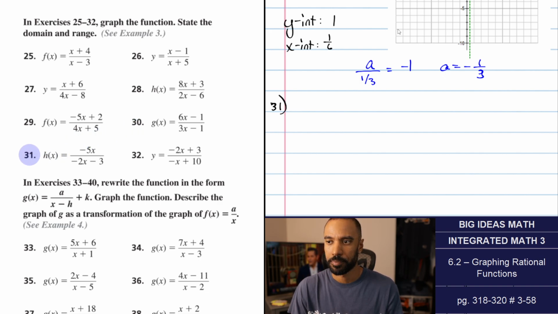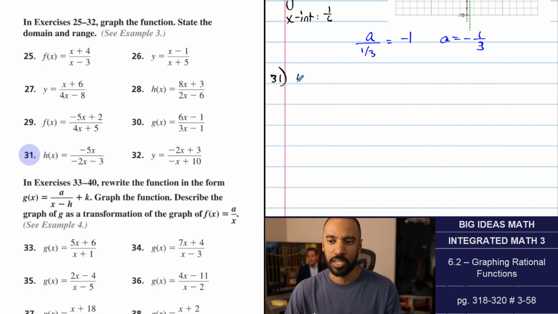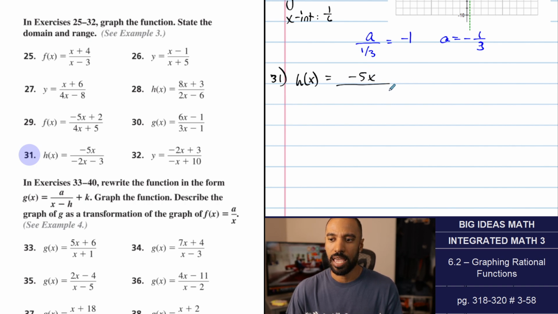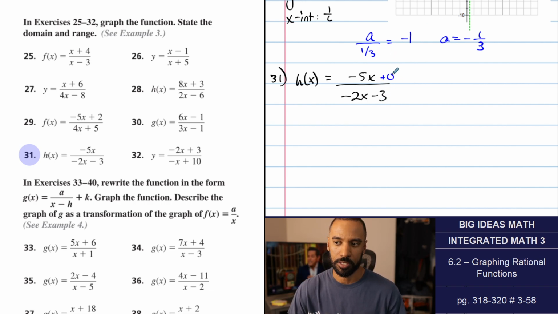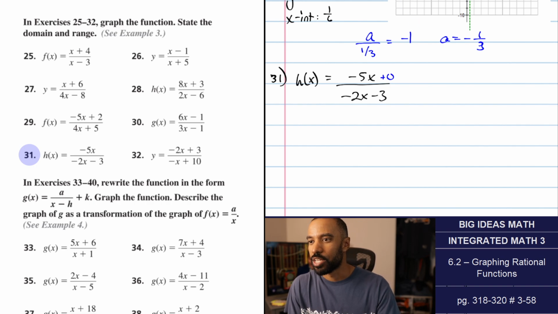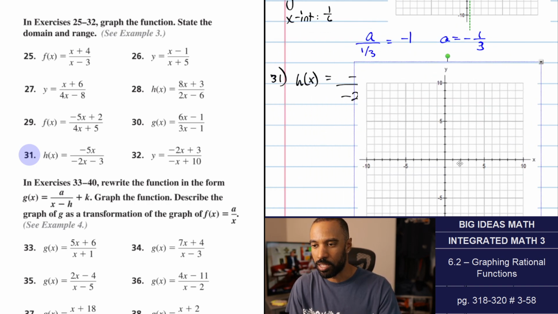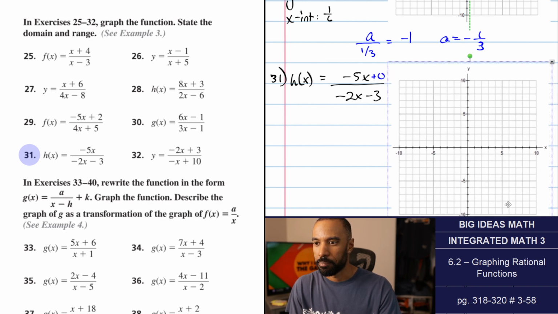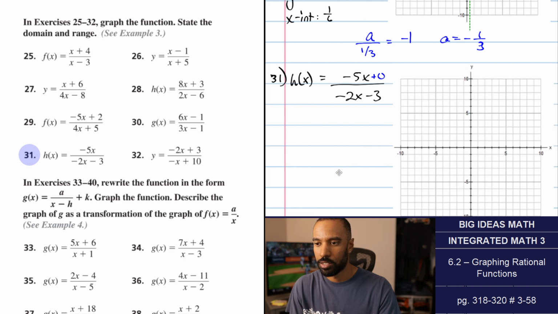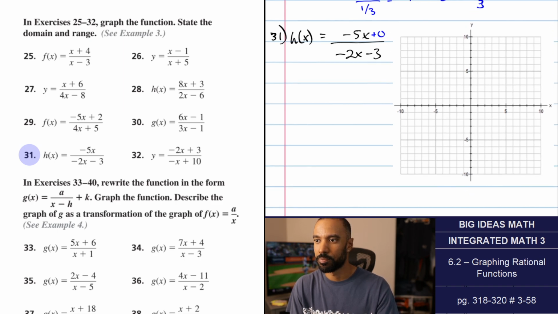Number 31. I haven't done these in a while. My last time I've done a video on rational functions was over a couple years ago. So negative 5x over negative 2x minus 3. Interesting where there's no other constant here, but if we did have one, it would be a plus 0. You understand? So that's important when we start talking y-intercept. Let's move all this over, though. All right, but let's start with our vertical and horizontal asymptotes.